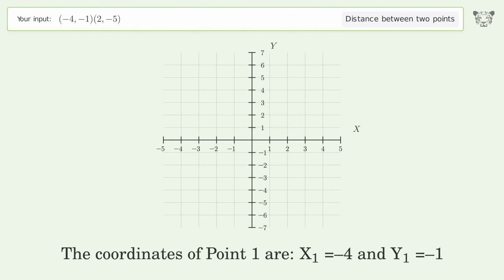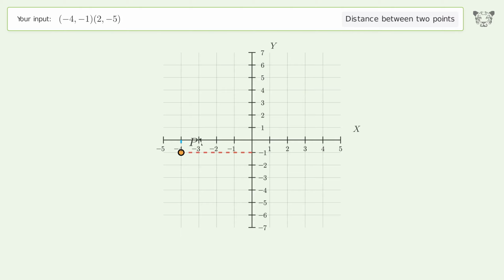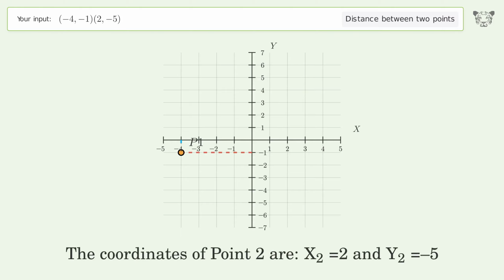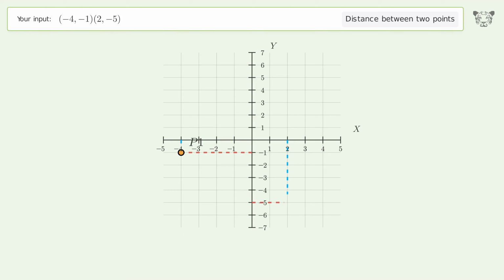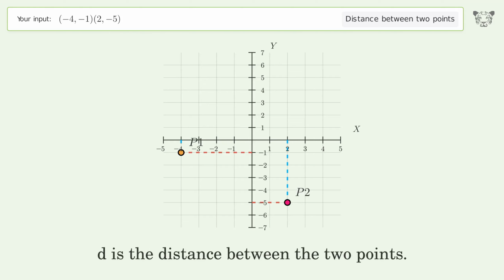The coordinates of point 1 are x1 equals -4 and y1 equals -1. The coordinates of point 2 are x2 equals 2 and y2 equals -5. D is the distance between the 2 points.